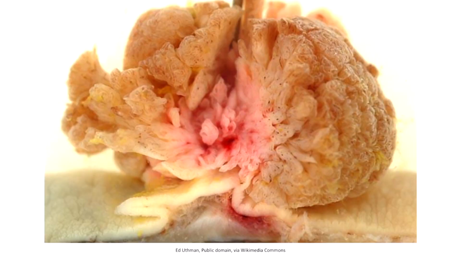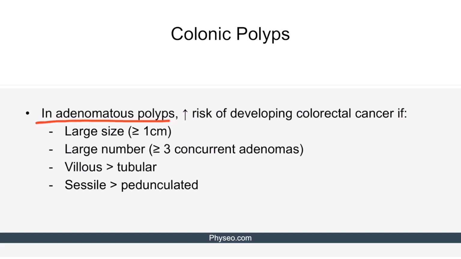Now, this is a gross image of a villous polyp. And you may recall that these are adenomatous polyps that have a high potential of malignancy. Now, in adenomatous polyps, factors that favor increased risk of developing colorectal cancer are large size, specifically 1 centimeter or more, a large number, that is the presence of 3 or more concurrent adenomas, so in other words, huge or multiple, or a villous morphology over a tubular morphology. So villous worse than tubular. And lastly, a sessile appearance is more concerning than a pedunculated appearance.